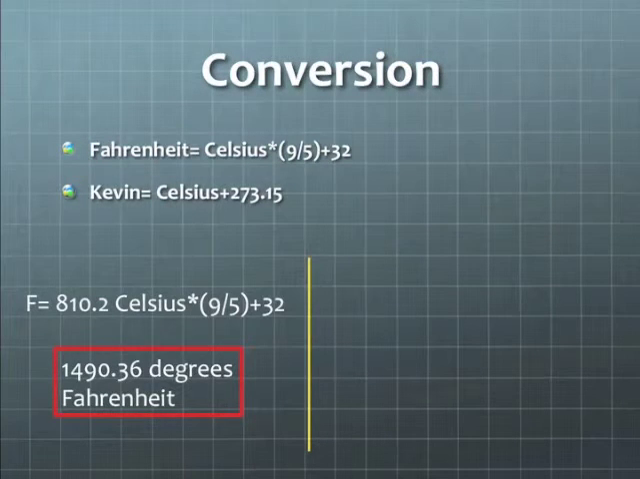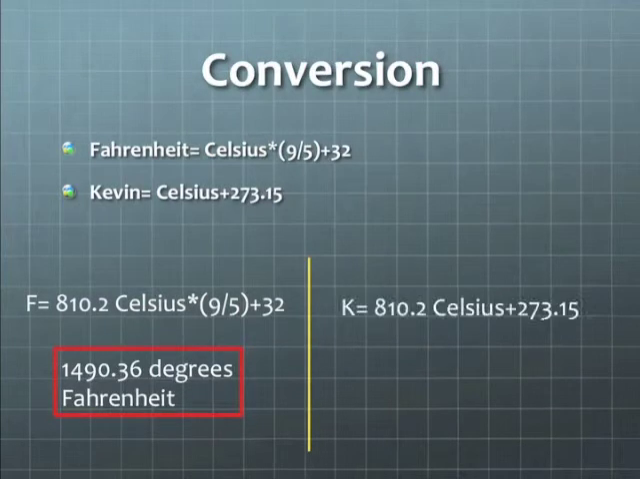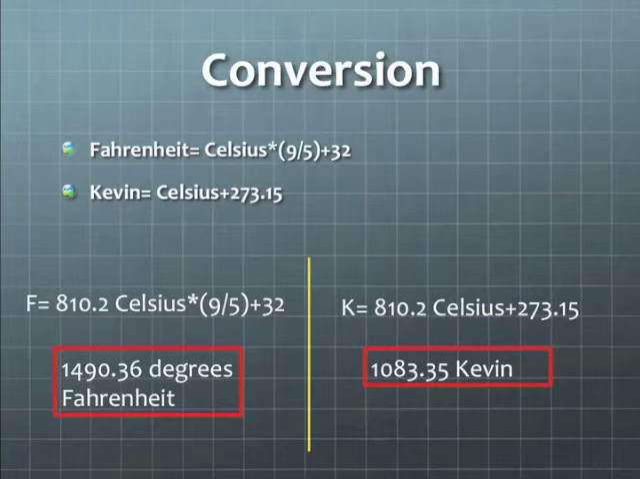And after I multiplied the work for Celsius and plugged in the 810.2 Celsius degree value, I got 1490.36 degrees Fahrenheit. And for Kelvin, I plugged in that same Celsius value and I worked it out with the formula and got 1083.35 Kelvin at the end.